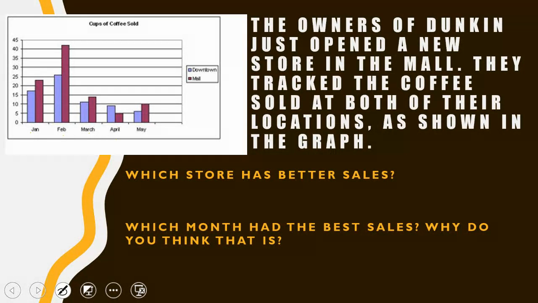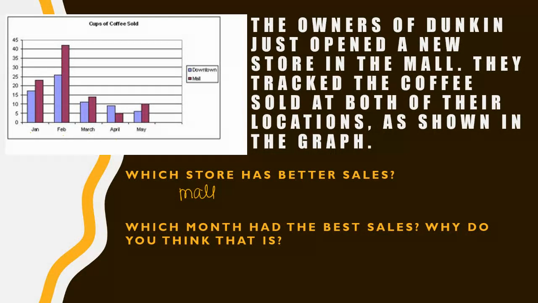They tracked the coffee that's sold at both of their locations, as shown on the graph. Which store has better sales? So notice that the purple is their downtown store and the burgundy is their mall store. It's very clear that the mall store has better sales. Every month except for April, the mall store had better sales. So I'd say overall that store has better sales. You could also add them all up and figure it out, but it's pretty clear to see from the graph.